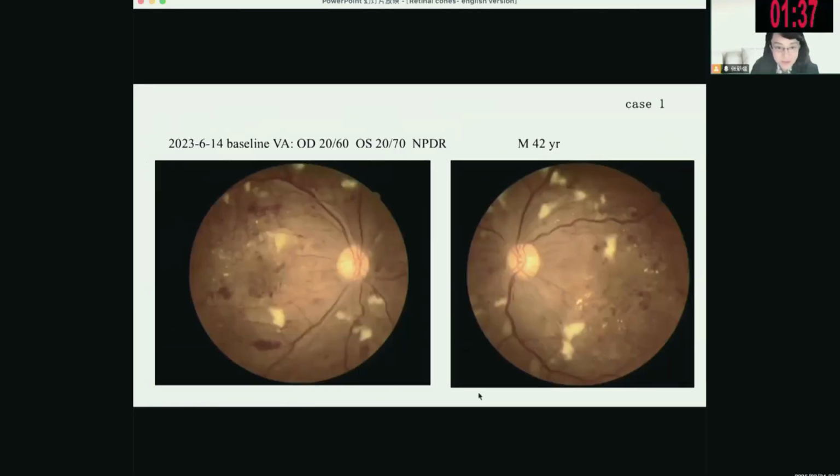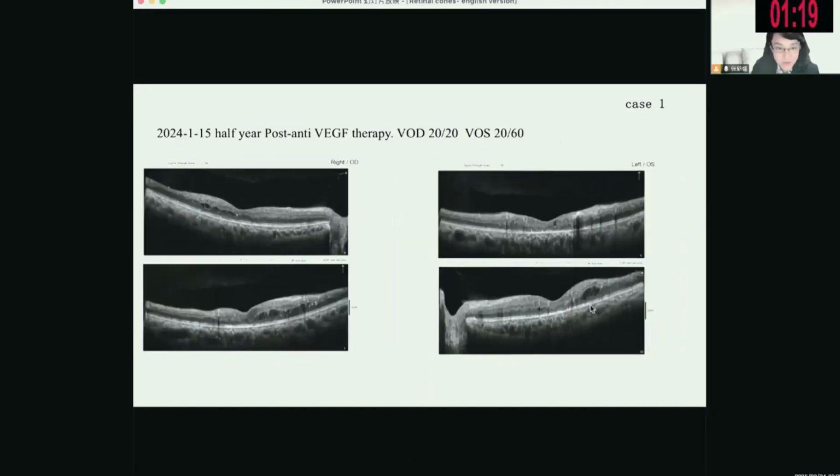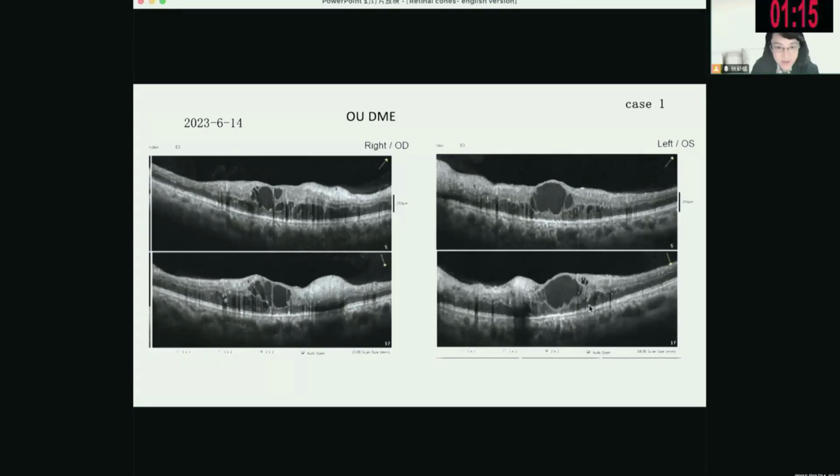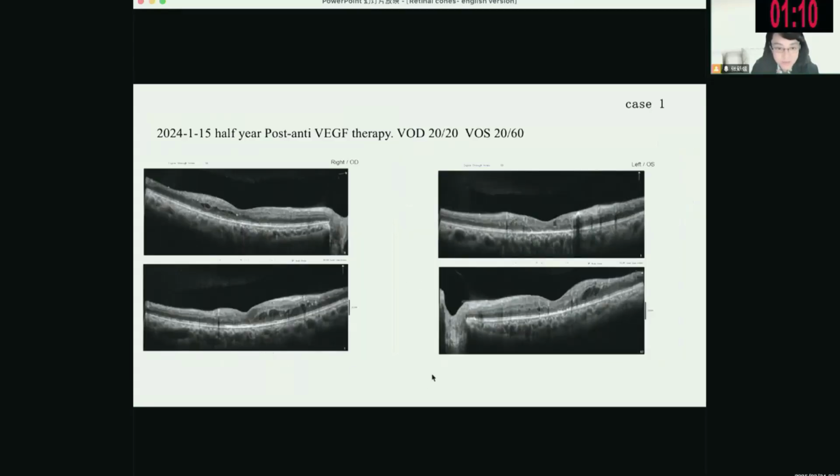I'm going to show you a real case in the real world. This is a 40-year-old diabetic patient with OU severe NPDR and DME. The baseline visual acuity of the right eye is 20/60, the left eye is 20/70. OU OCT taken before the anti-VEGF therapy, and we can see the obvious cyst in the central macula. The patient will receive the anti-VEGF therapy for both eyes.